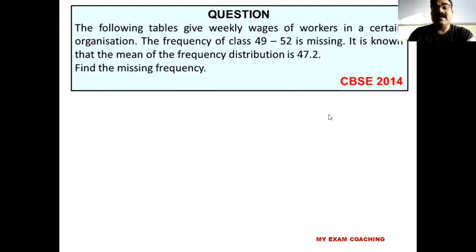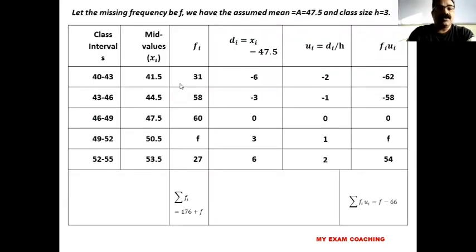So let us solve this like this. Classes are given to you: 40 to 43, 43 to 46, 46 to 49, 49 to 52 and 52 to 55. And here for 49 to 52, the frequency is missing, frequency F. This F is what we need to find out. So mid values are given: 41.5, 44.5, 47.5, 50.5, 53.5.